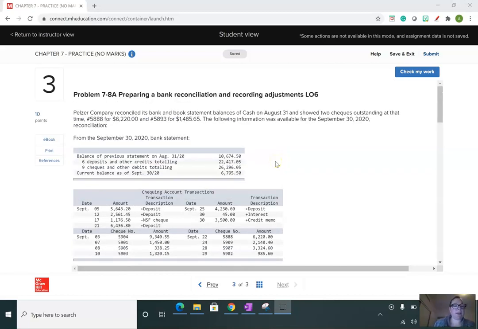In problem 7-8A, we're going to prepare a bank reconciliation. And what I'm going to focus on in this video is preparing the adjusted bank balance. So the problem occurs when you look at your bank statement at the end of the month and it's not the same balance as your amount in your accounting records. And so what we need to do is a working paper to say, listen, we realize they're not the same, but here's why. So that's what we're going to do.